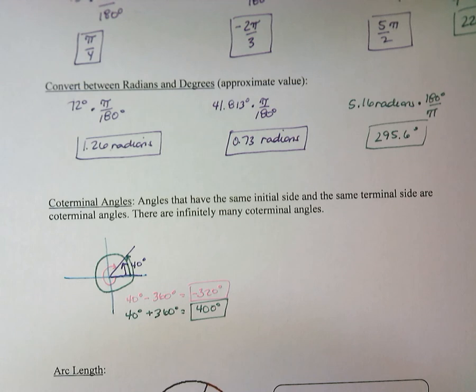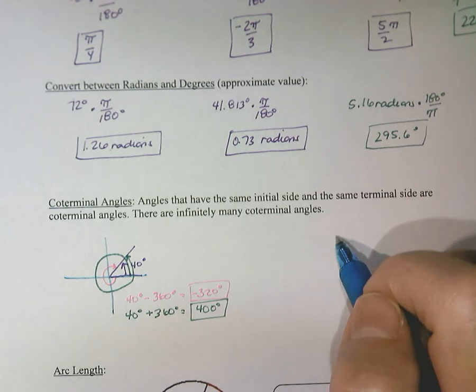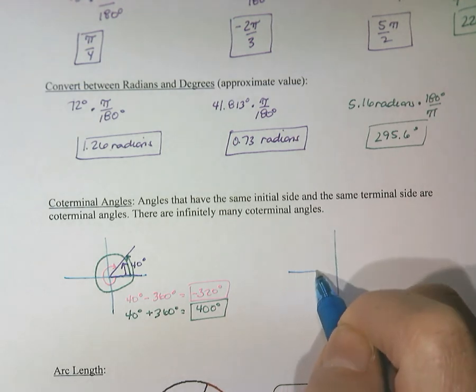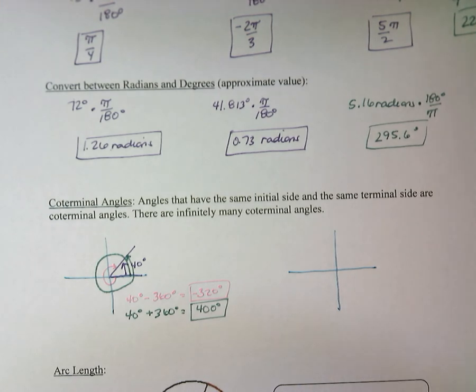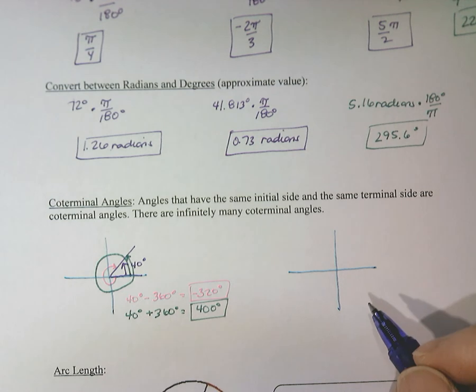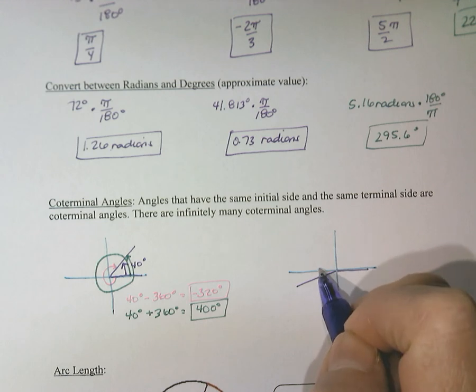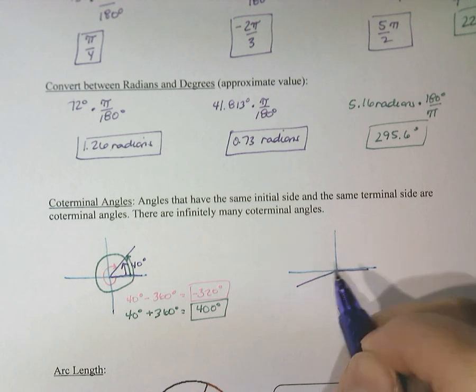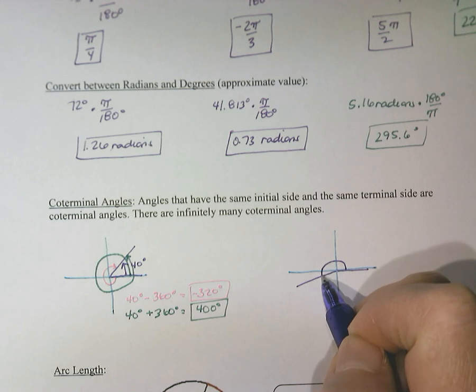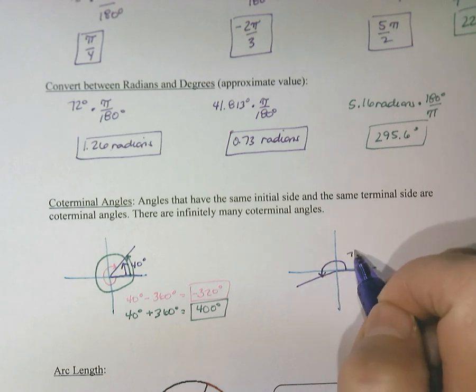We could do this in radians as well. So here's my XY axis. I'm going to start with an angle 7 pi over 6. So 7 pi over 6 is about right here. Because 6 pi over 6 is right to here, and I have to go a little bit further. So this angle is 7 pi over 6.